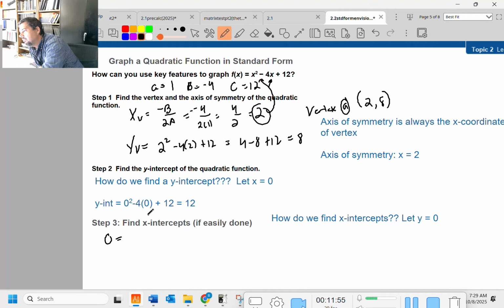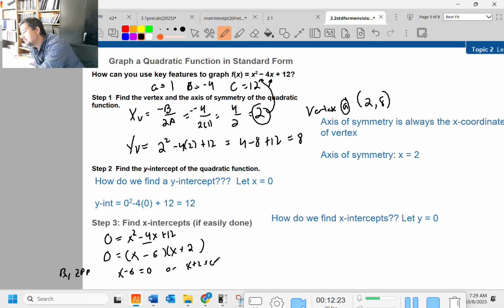So 0 equals x squared minus 4x plus 12. And then we're going to do our favorite F word, which is to factor, right? That's your favorite F word? I hope so. Factors of 12 would be 3 and 4 or 6 and 2. I'm going to use 6 and 2 because I know that negative 6 plus 2 is negative 4. I'm going to use ZPP, zero product property. By the zero product property, x minus 6 is a 0 or x plus 2 is a 0. So x is going to be 6 or x is going to be negative 2.